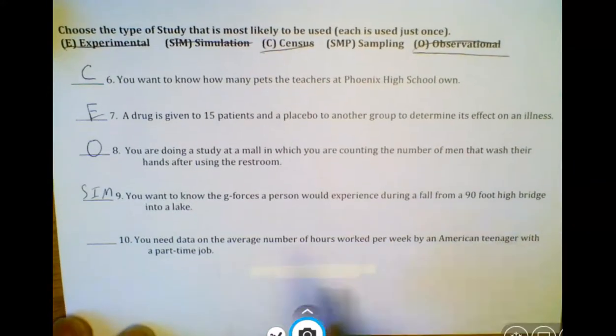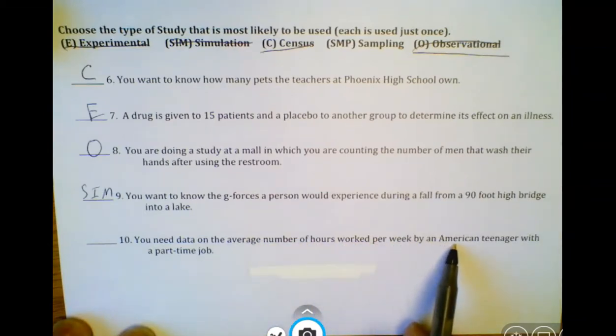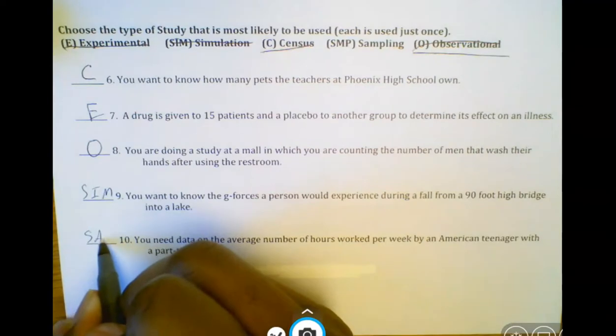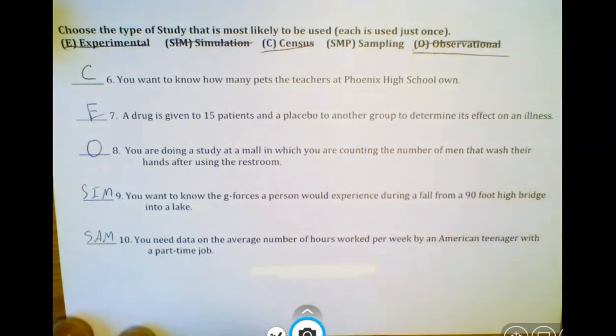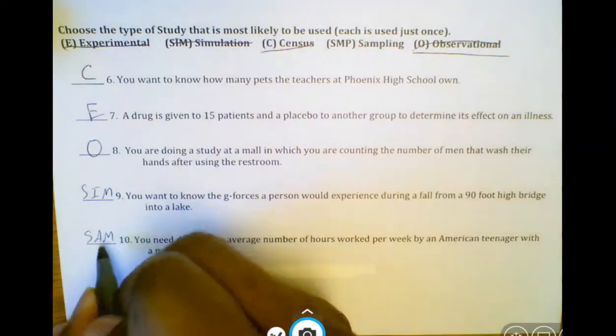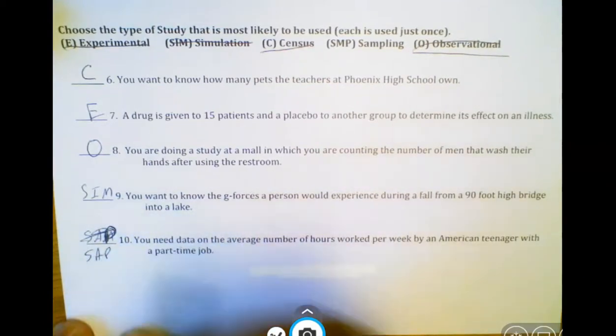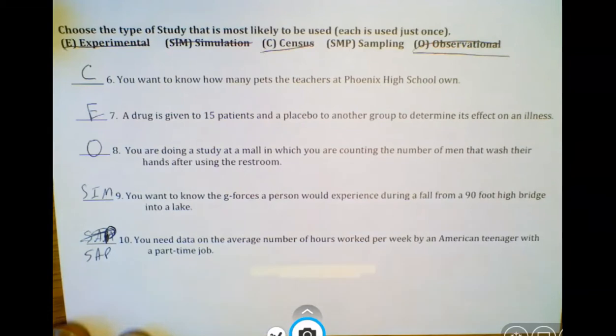And the last one is you need data on the average number of hours worked per week by an American teenager with a part-time job. So you probably sample people. You'll probably get a random sample of 30 or more teenagers, and that'll give you a good idea of what teenagers across America do.